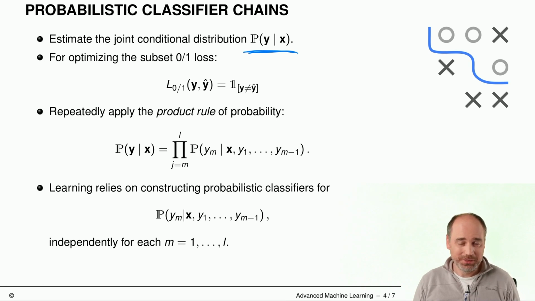You can also see that we can do this in different orders. And this is, I'm not sure whether I want to say an open problem, but an interesting point: how to construct an optimal ordering when we use this product rule to build up our probabilistic classifier chain. But now let's just assume we pick a certain order, which is hopefully okay for us.